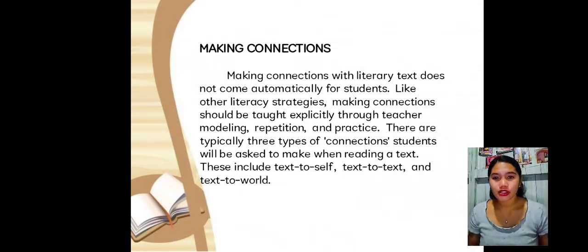Making connections with literacy text does not come automatically for students. Like other literacy strategies, making connections should be taught explicitly through teacher modeling, repetition, and practice. There are typically three types of connection that students will be asked to make when reading a text. This includes text to self, text to text, and the last one is text to world.